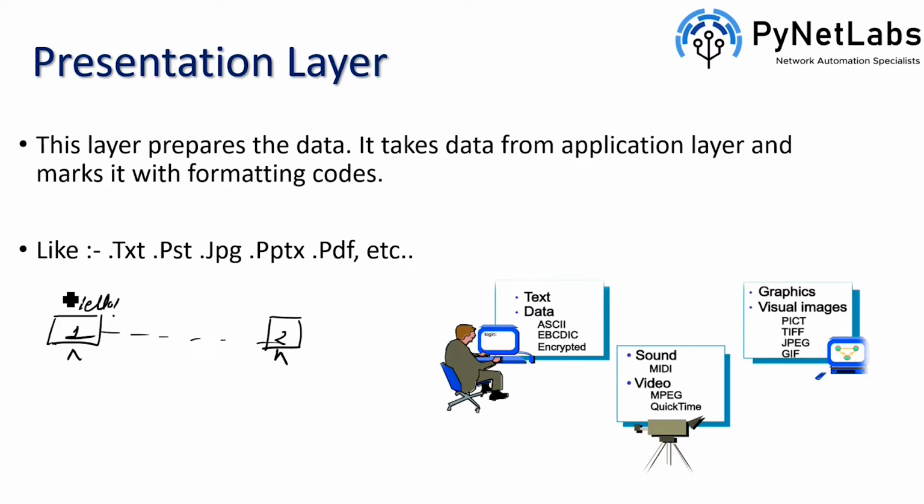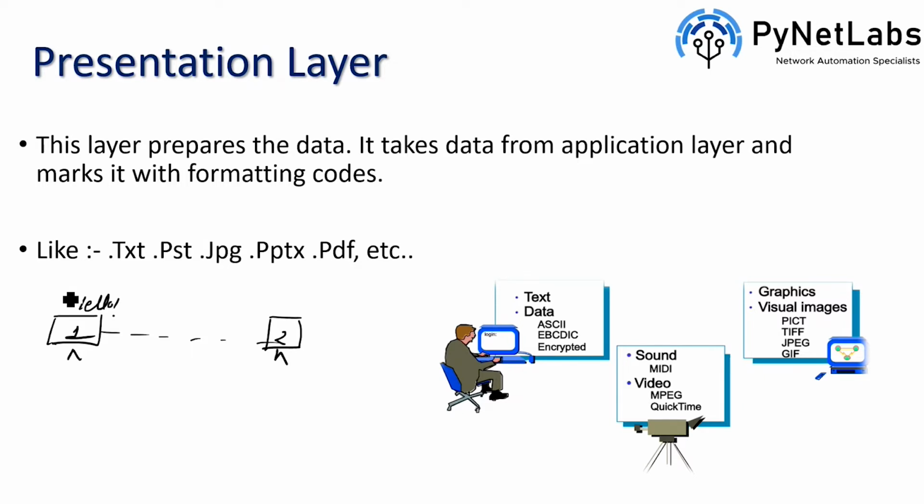So now it is going to prepare that data. Let's say you are sending me a Word file, so it is going to mark that particular data with an extension code. It takes the data from the application layer and marks it with the formatting code, because over the internet, the data you are sending will be identified by the extension. So you have a particular extension for whatever specific file you are sending. For example, if you are sending a text file, it will have .txt. If you are sending a photo, it might have PNG or JPG. There are lots of extensions for every specific data file you are sending.